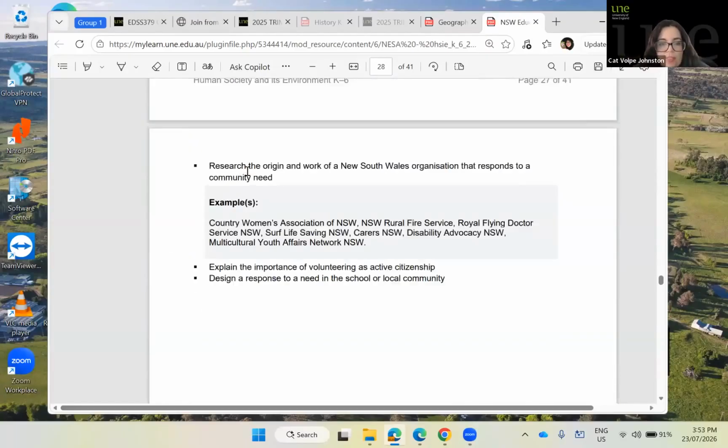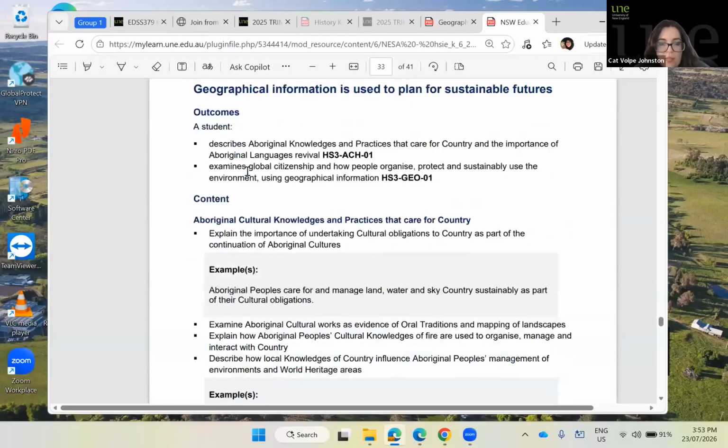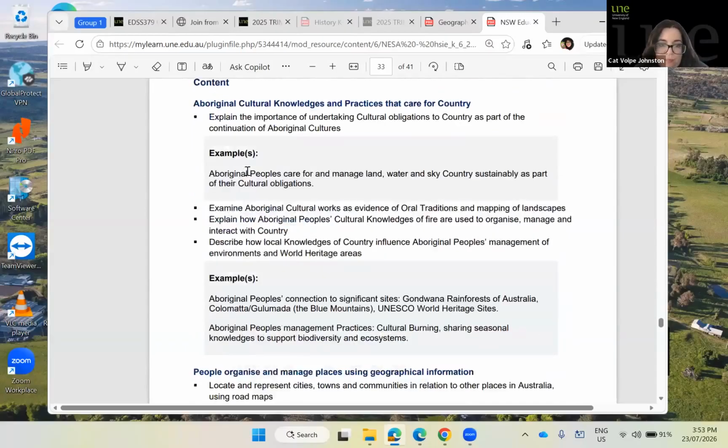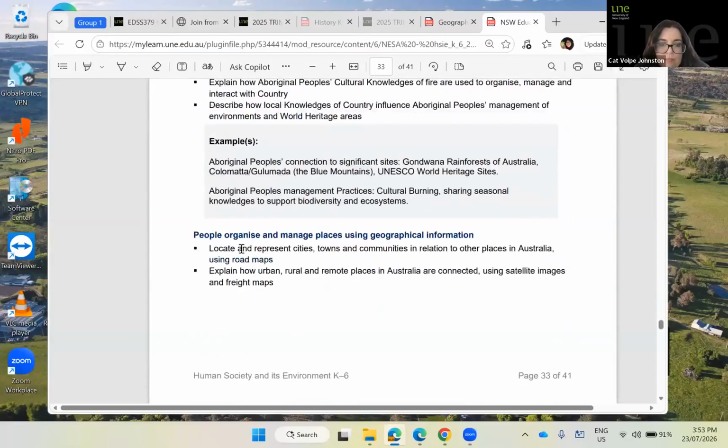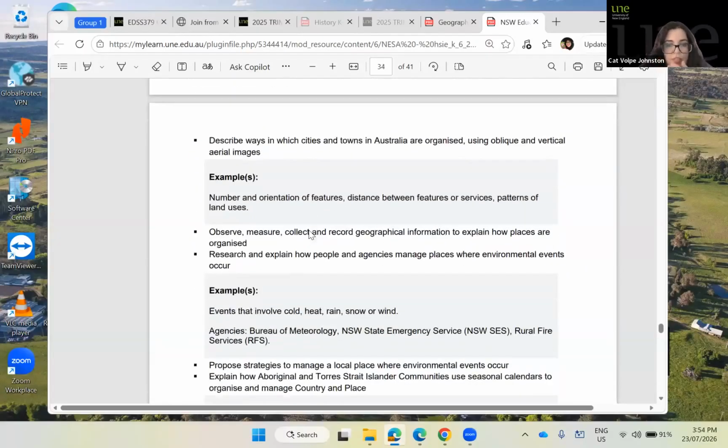Let's have a look at one more unit of work. Let's look at stage 3 to see how explicit it is about the tools. Okay, locating and representing cities using road maps. So it's telling you what type of maps, using satellite imagery. Now, I think that was one that was probably not used often in the classroom, but probably more so in recent times, obviously with the digital technologies changing. Freight maps, so it's a little bit explicit there about what you need to use. Aerial images.